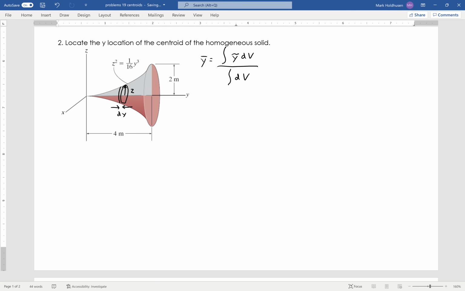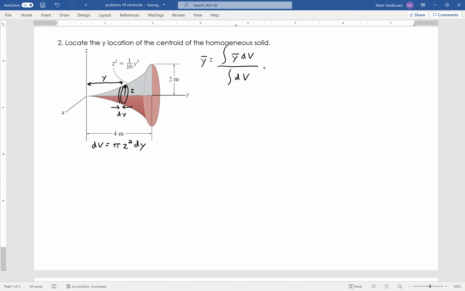Therefore, the volume of this disk, dV, is going to be pi r squared times the thickness. That's the volume of a cylinder, where my radius is z and my thickness is dy. So that is my infinitesimal volume. Now, the other thing I need is the location of the centroid, which is just going to be some arbitrary position y as I move and integrate this. That y will change along with it, and that's the location of the centroid.